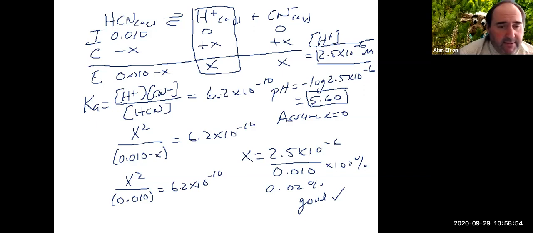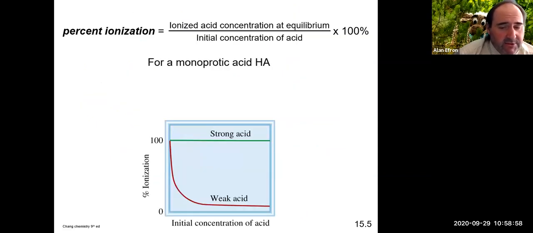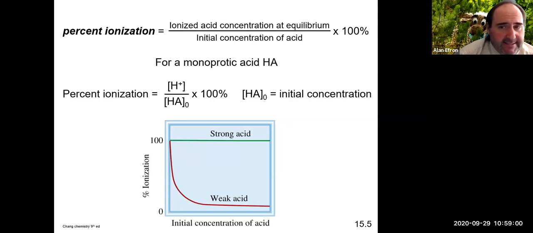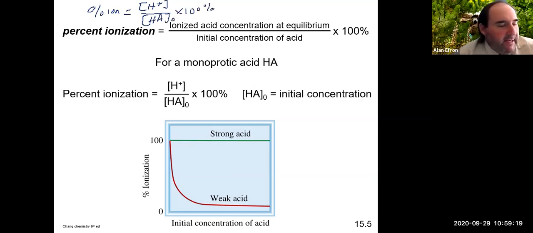Okay, so no questions, then we will talk about percent ionization. Percent ionization is calculated as above here. The percent ionization is the concentration of H plus divided by the initial concentration of the acid times 100%. Essentially, when you calculate the percent ionization, that is how we check our assumption.